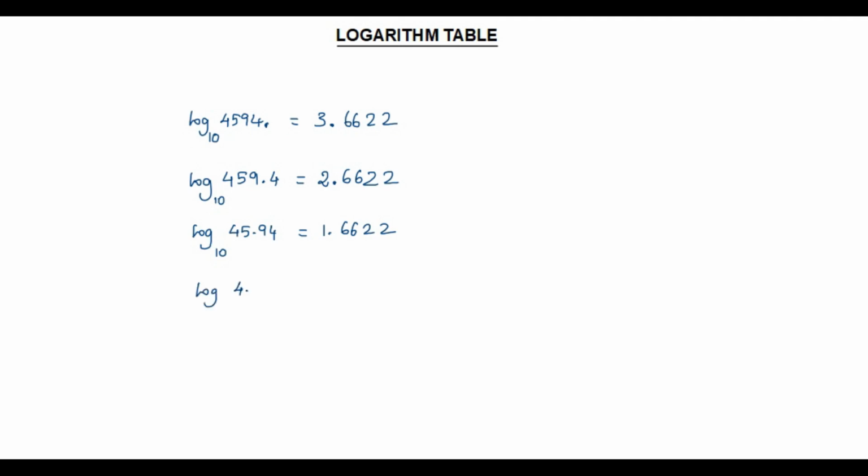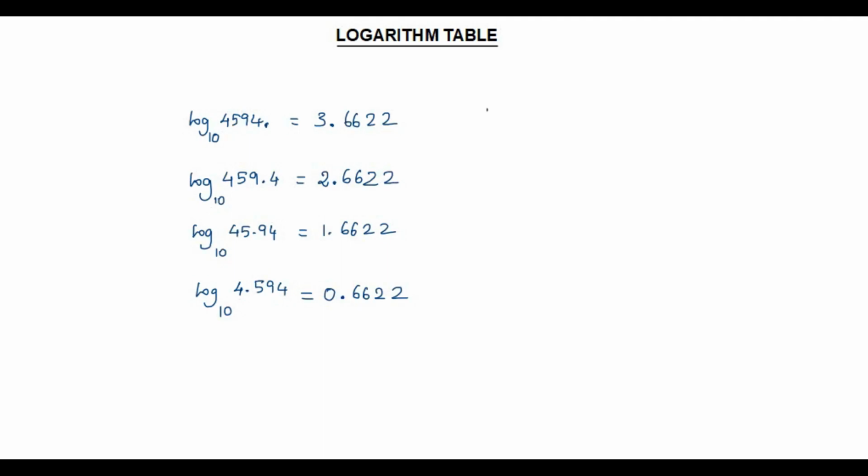Okay, now let's look at the next example. Log 4.594 to the base 10. Okay, here the decimal point we have. So before the decimal point there is only one digit, 4. If I subtract 1 from it, it will become 0 point. Now 45th row, 9th column, mean difference, 4th column. So we'll be getting 6622.